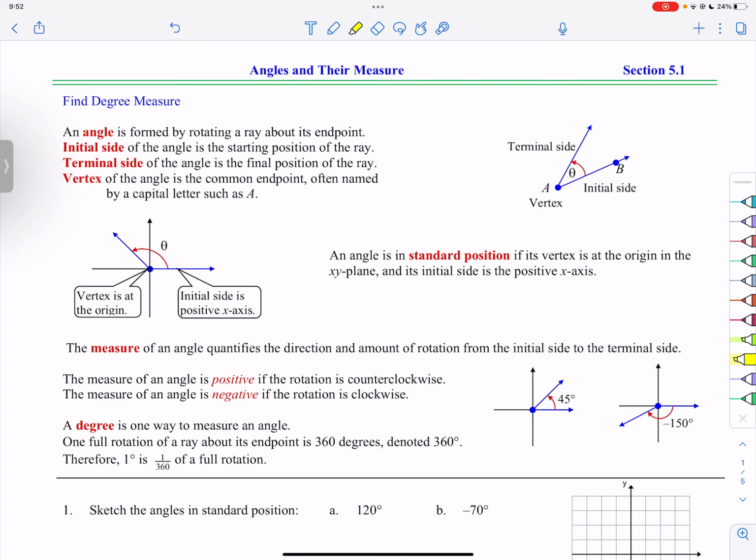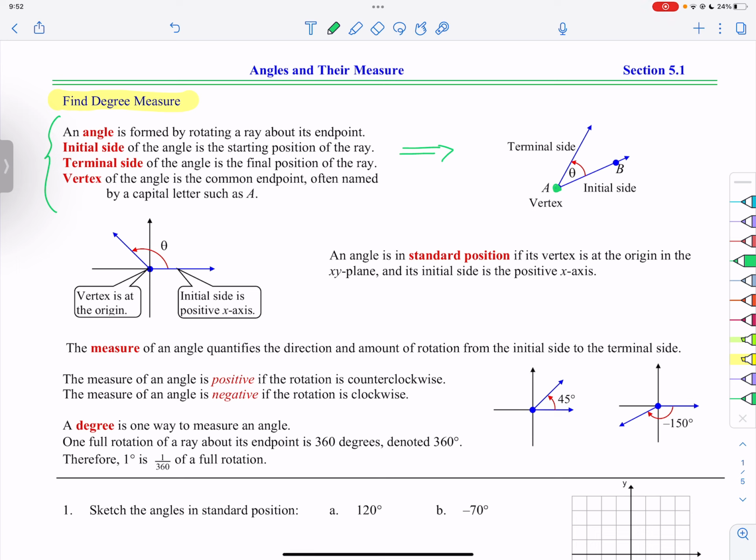This is section 5.1, angles and their measure. And we will be wanting to find degree measure first. And in order to do that, we will need to talk about an angle, its initial and terminal side, and of course the vertex. So looking here to the right, you can see we have the vertex right here.